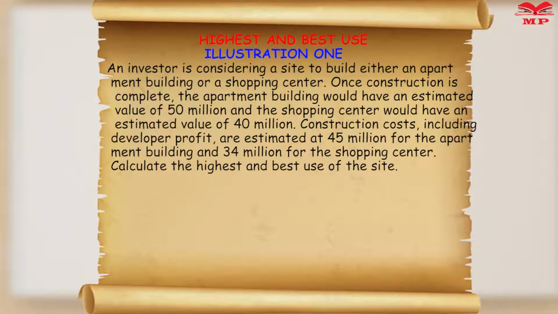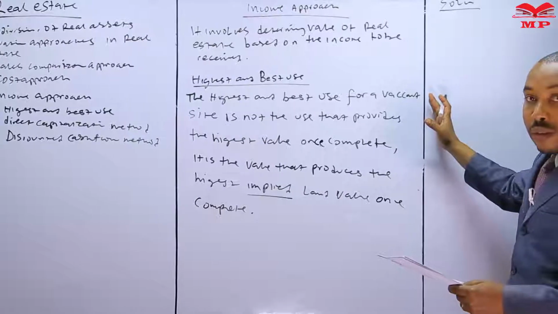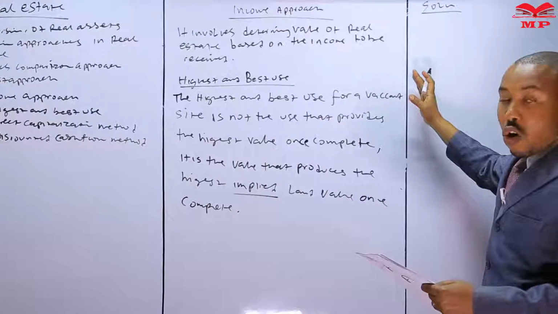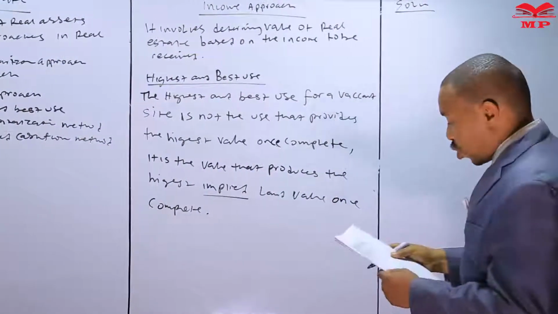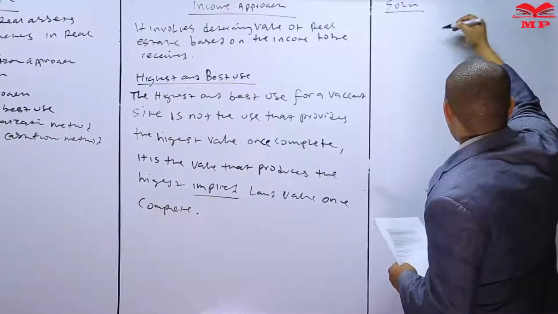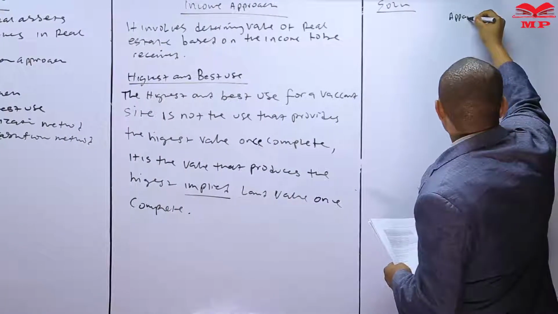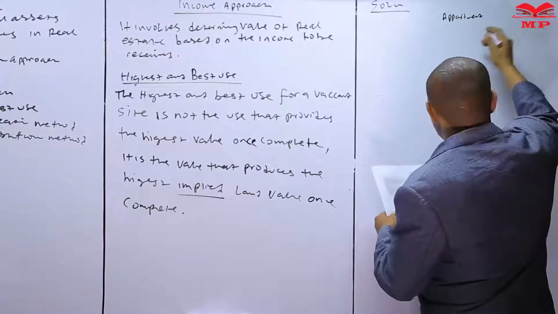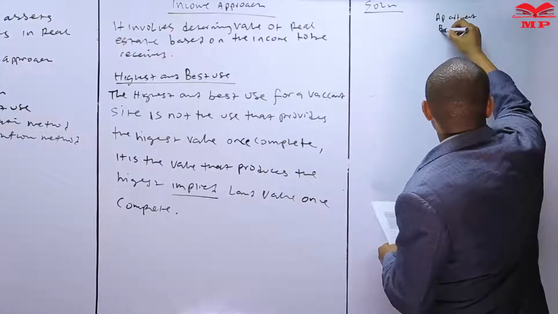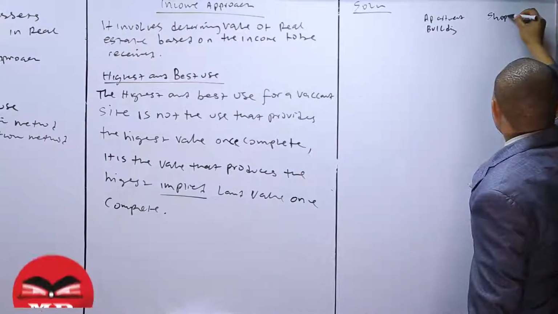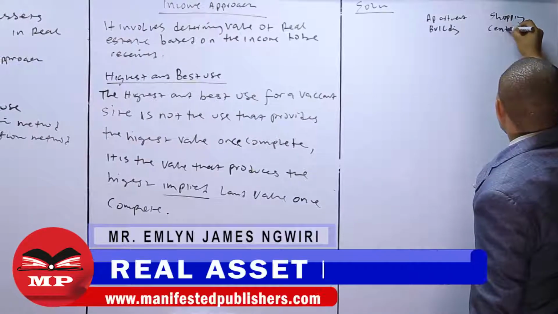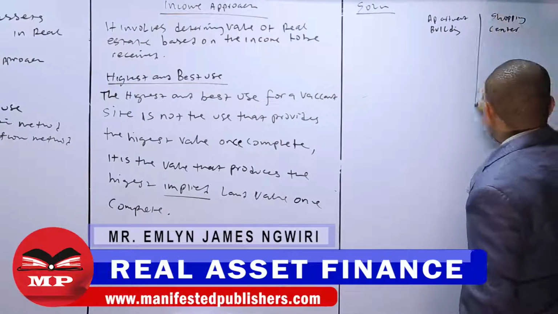So come on this side, solution. We need first of all to compare the apartment building, once we've constructed it, on whether it produces the highest implied land value, and we compare that with the shopping center. So we have two columns here, or rather three columns. So we have apartment building, and here we have the shopping center.